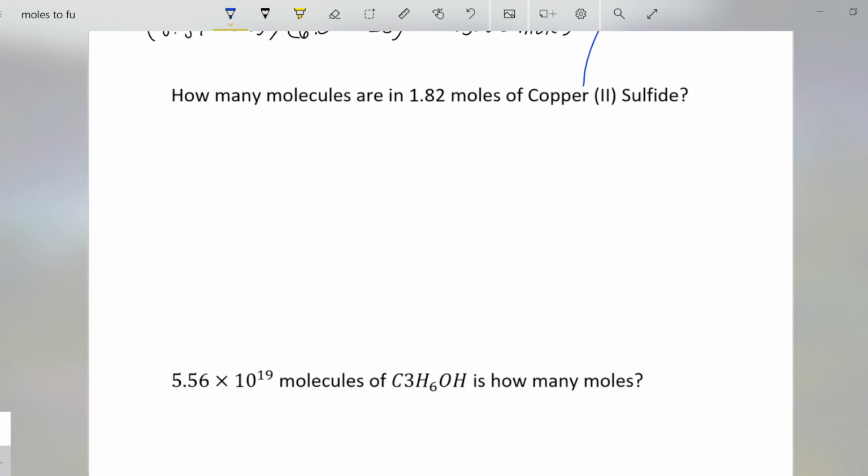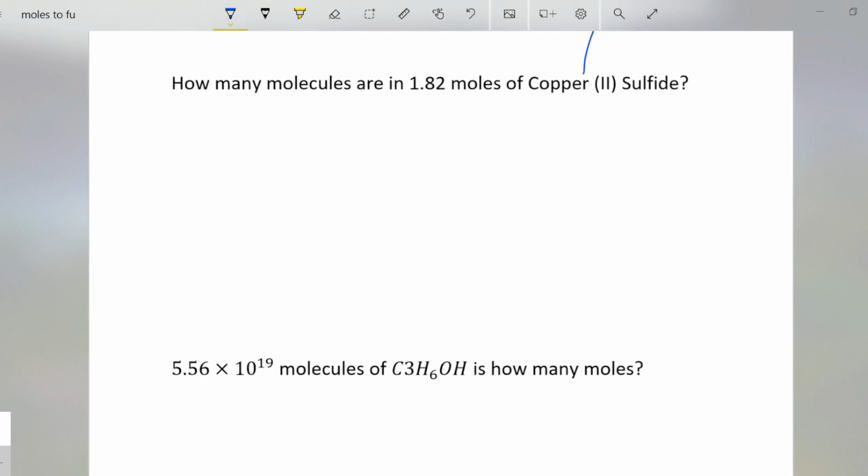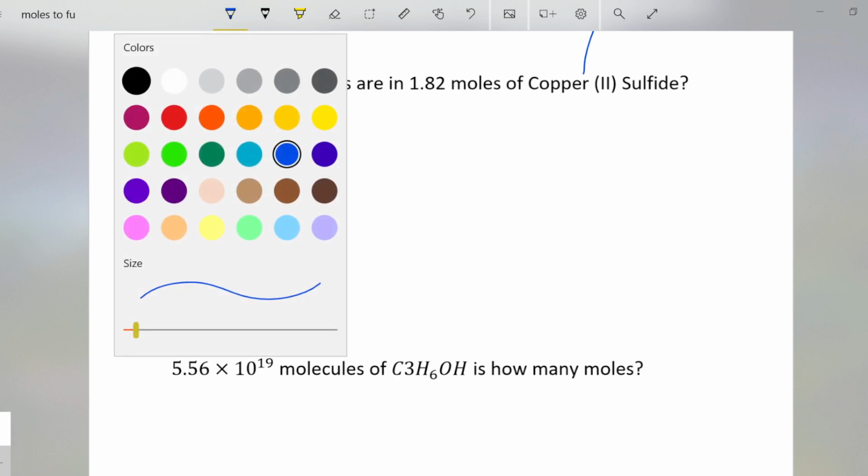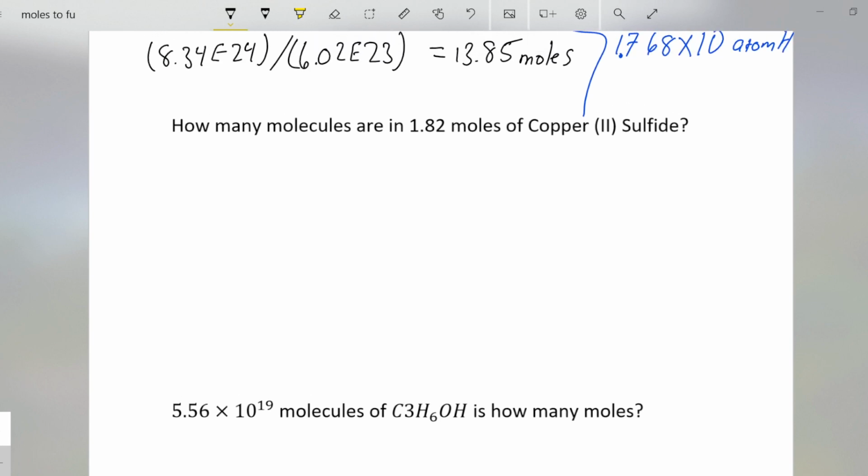Now I can move on to the next one, which says, how many molecules are there in 1.82 moles of copper 2 sulfide? So my number of molecules, we just use Avogadro's number. We are starting off here on Mole Island, and we need to go to FU Island. And so I write out my number of moles, 1.82.